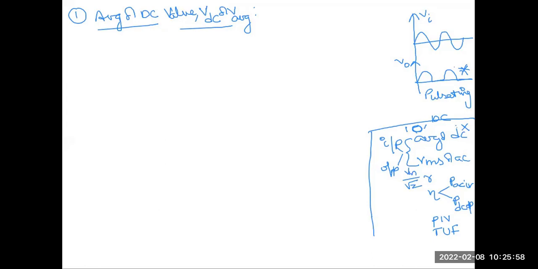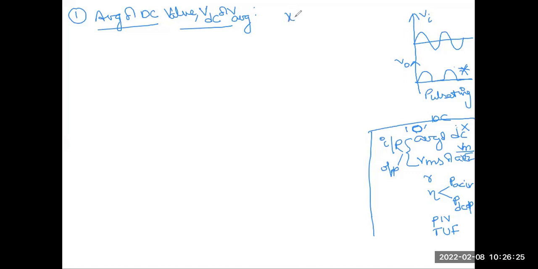RMS value. Now, let us see what is this VDC and VAC for our rectifier output. So for that, first let us talk about the average or DC value. Before proceeding further, to find this average or DC value, you need to give an equation representation for our input waveform.